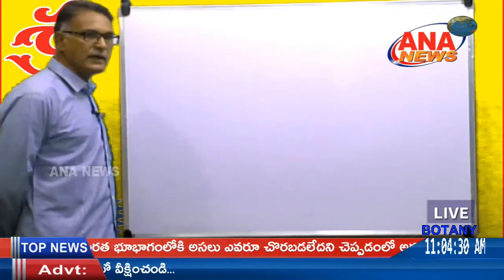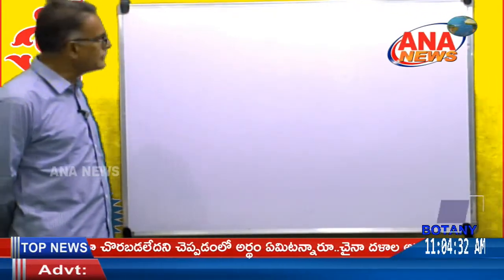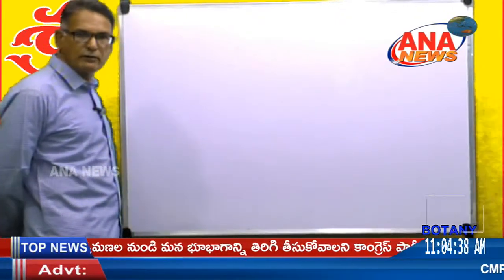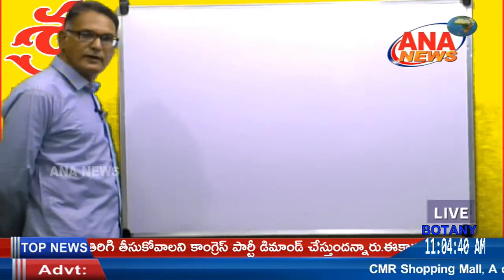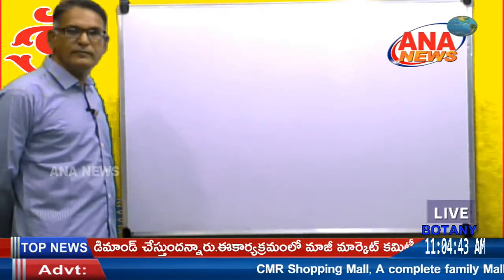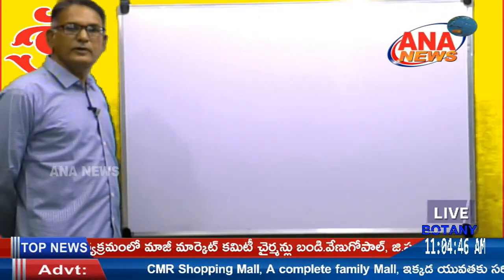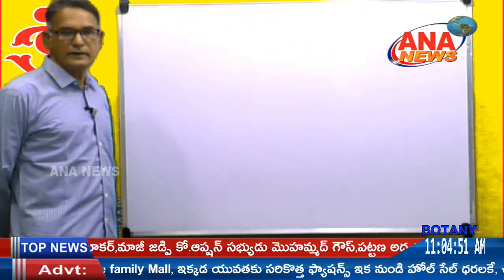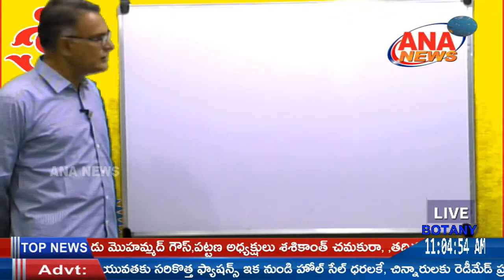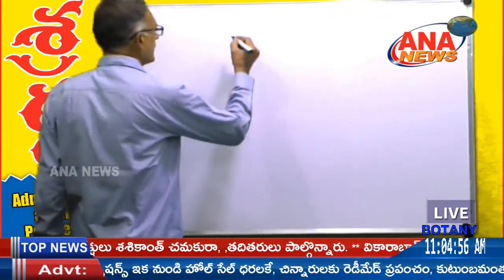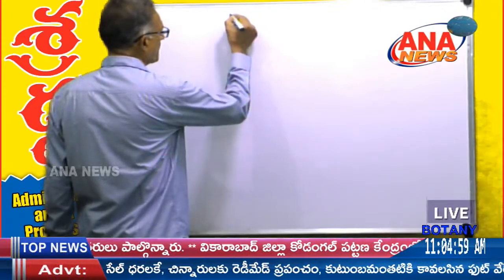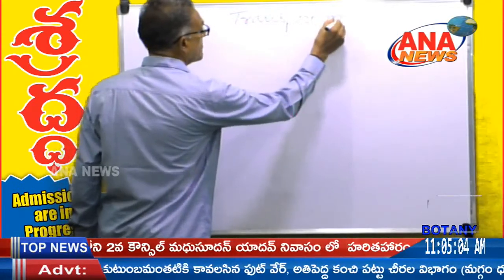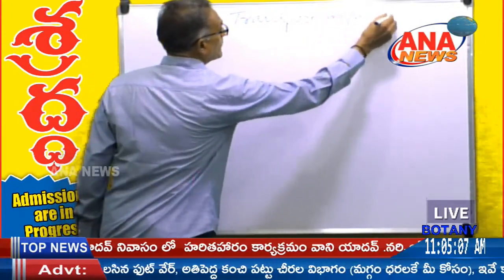Today our topic is transport in plants. In physiology, the first topic is transport in plants. Six chapters are included in physiology: transport in plants, mineral nutrition, enzymes, photosynthesis in higher plants, respiration, and growth and development, which is the sixth chapter. Today I will explain the transport in plants.